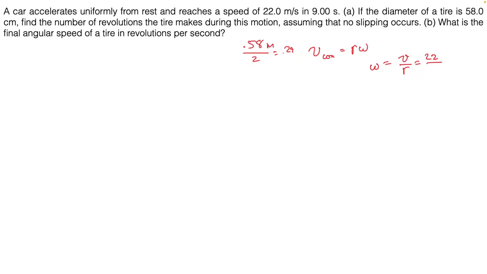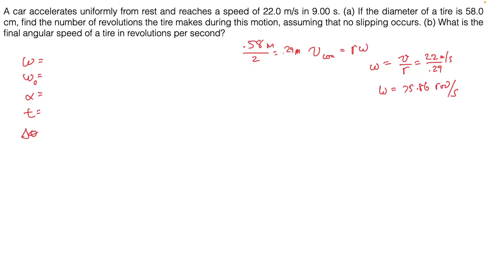0.29 meters. So 22 meters per second over 0.29 is what? 75.86 radians per second. So there we go. We got that in there. We don't have to convert the 9 seconds, right? Time is time.